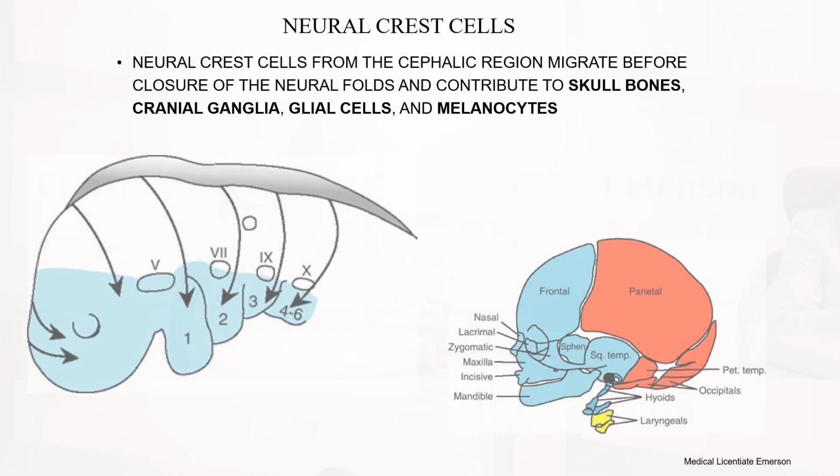Then the neural crest cells from the cephalic region migrate before closure of the neural folds and contribute to skull bones, cranial ganglia, glial cells, and melanocytes. That's what they contribute to.